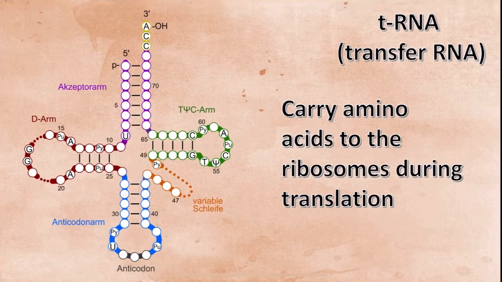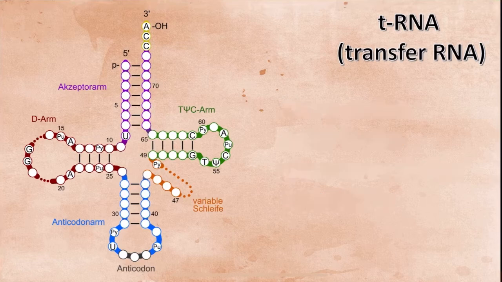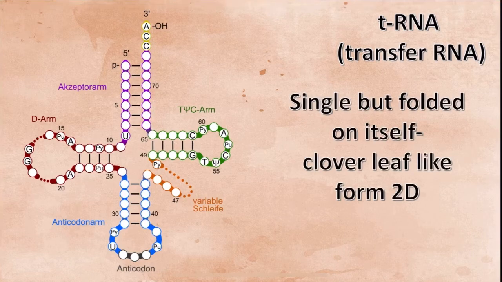It carries amino acids to the ribosomes during translation of the protein, and then it is placed over there on the mRNA to form new amino acid structures. Here it is a single strand, but as we can see over here, it is folded on itself, which makes a clover leaf-like form. It is in 2D. If we observe in 3D, it looks like a small L-like structure.